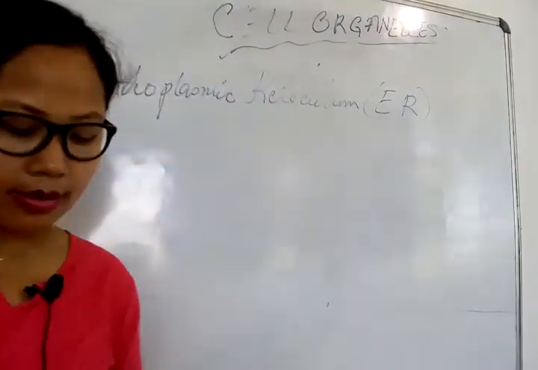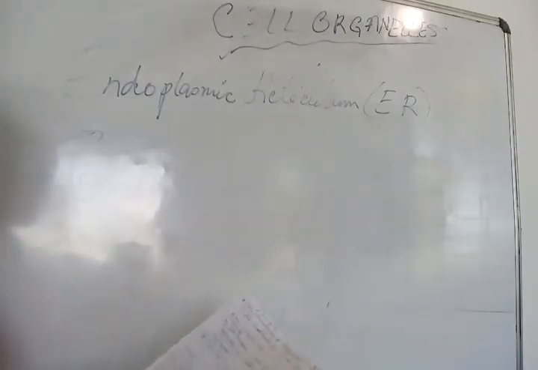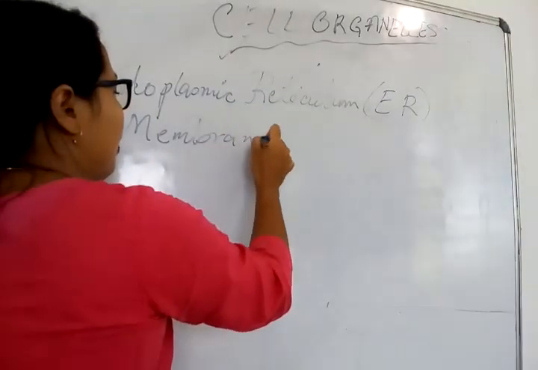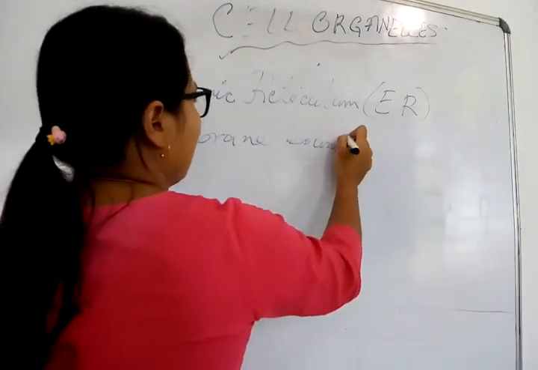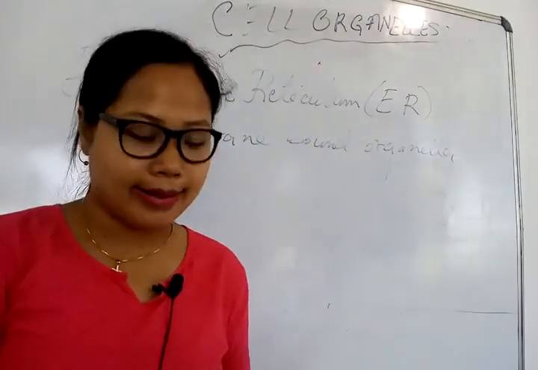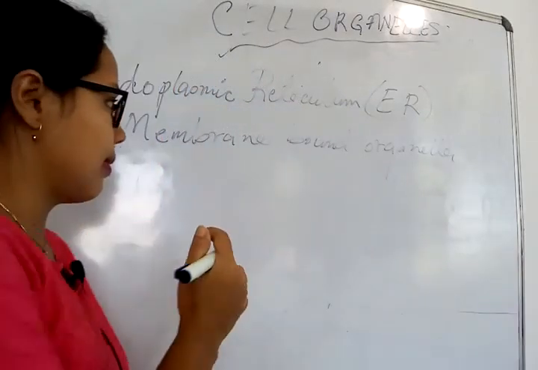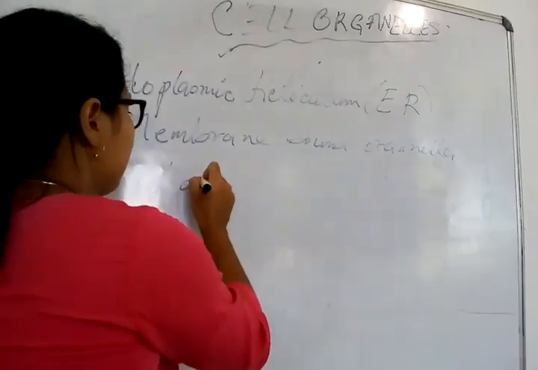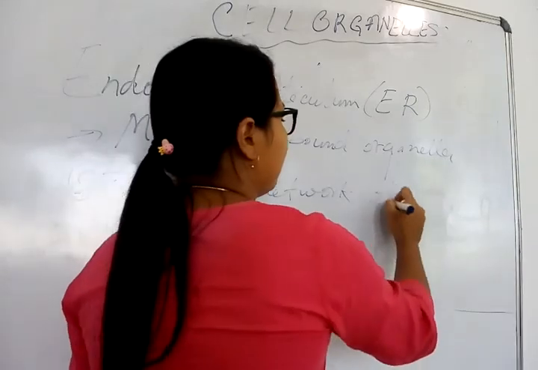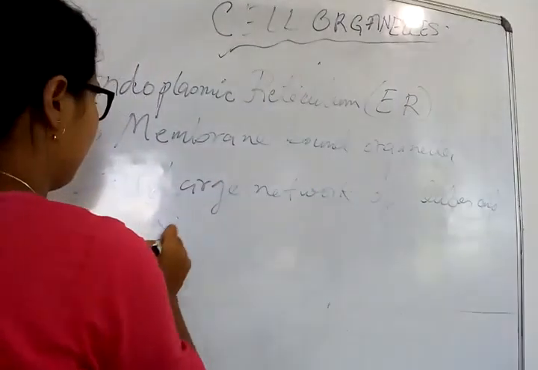So what are they? Let's see a few characteristics. They are membrane-bound organelles. These are membrane-bound organelles. It is a large network of tubes and sacs.